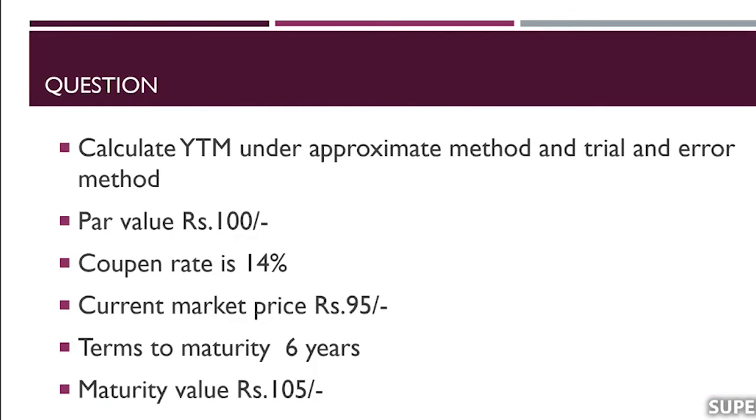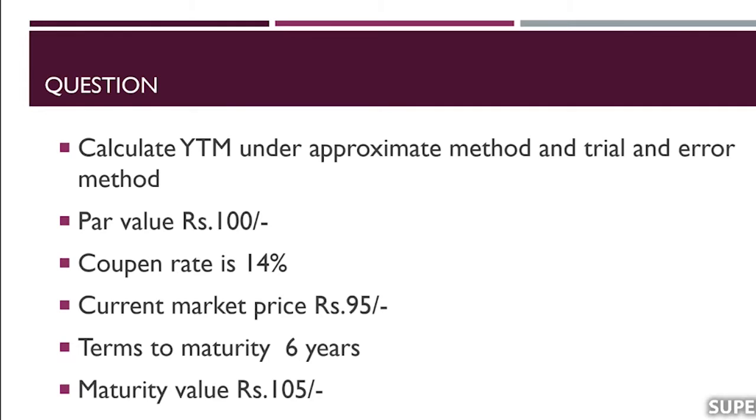So here our question is, calculate YTM under approximate method and trial and error method. And here some information has been given. Par value of the bond is ₹100. Coupon rate is 14%. Current market price is ₹95. Terms to maturity 6 years and maturity value is 105.